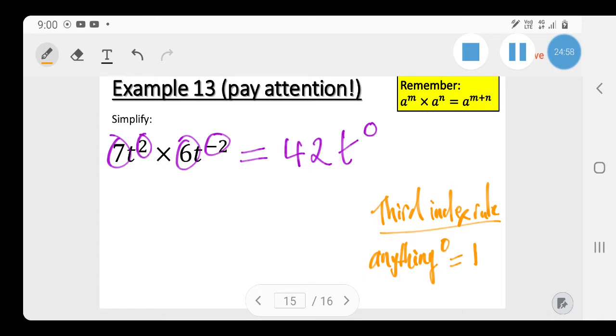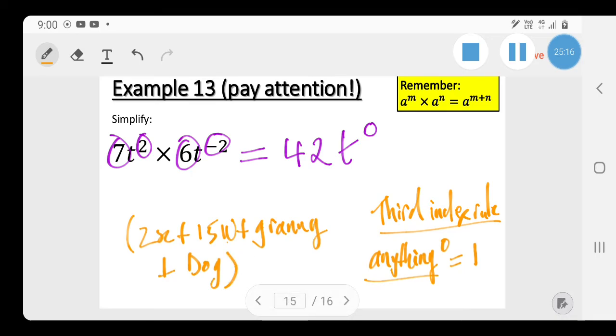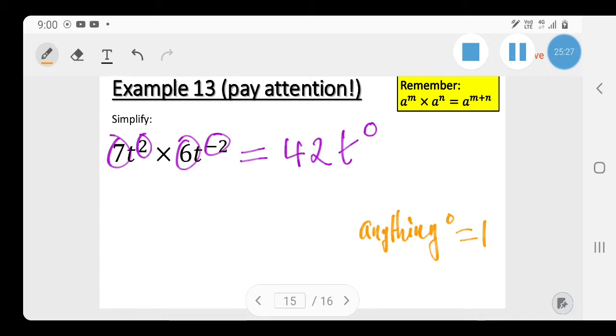Anything whatsoever. I could have some enormous thing in brackets: 2x plus 15w plus granny plus your pet dog. If it's all in brackets, making it one thing, and there's a 0 outside, that whole thing equals 1. Anything to the power of 0 equals 1, okay? But there are a couple of things to be careful of. For example, 5a to the 0. Everyone says that equals 1, but think about it. a to the 0 equals 1.